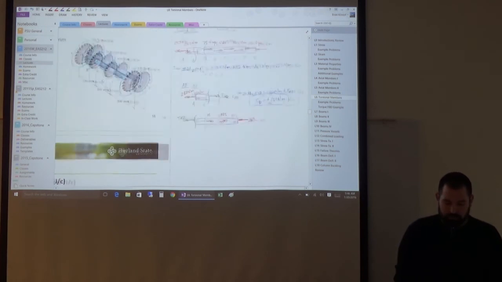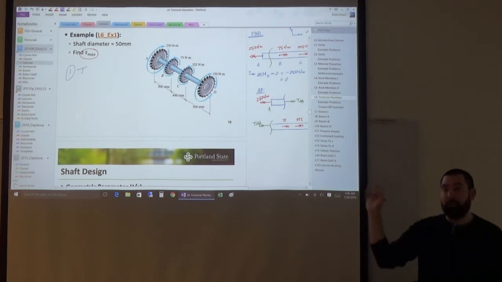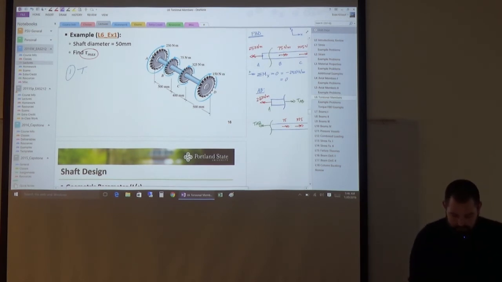Okay, so for a problem like this, calculating that torque is kind of step number one, calculating the internal torques. And what might be helpful is to draw an internal torque diagram. So for this system here, my internal torque diagram is going to go up to 250 at point A. At point B, it's going to drop down 75. So it'll go from positive 250 to positive 175. Then it's going to drop down.